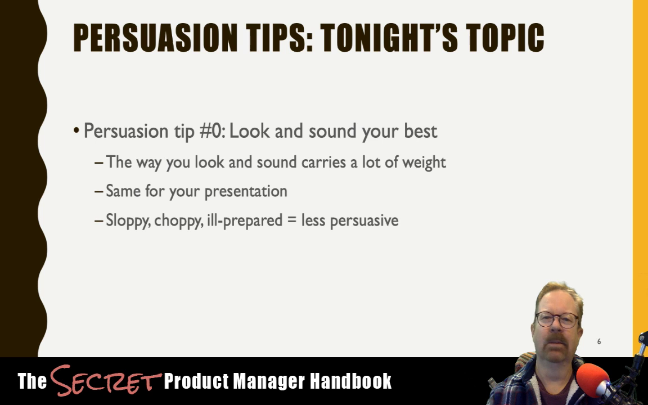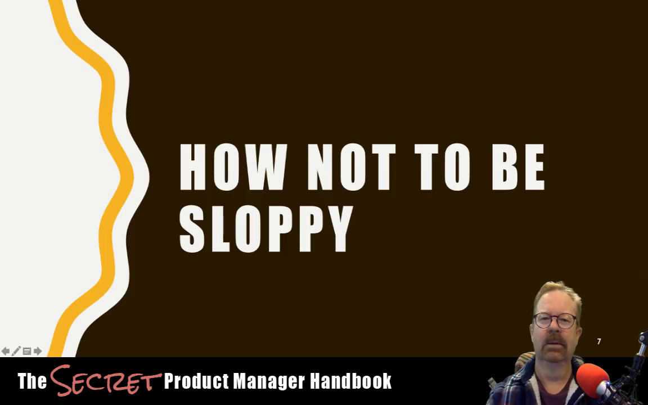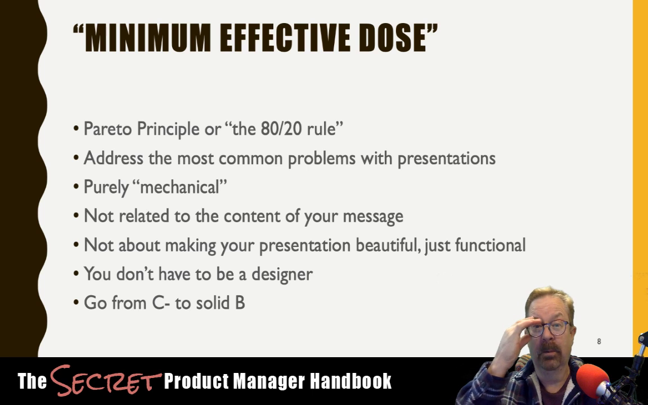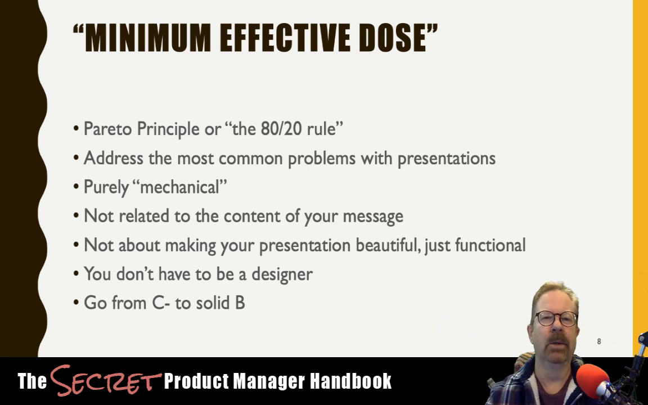But what we're going to do now is I'm going to go into the actual steps of how not to be sloppy. So what I'm really trying to give you here is what I call the minimum effective dose. And this is not my own term. This is a term from Tim Ferriss, who you might know from the 4-Hour Workweek. He has a great podcast, a great book called The 4-Hour Body, where he talks about this idea of the minimum effective dose. And the way you can think about it also is something like the Pareto principle or the 80-20 rule. In other words, what's the minimum amount of work you can do to get most of the effect?